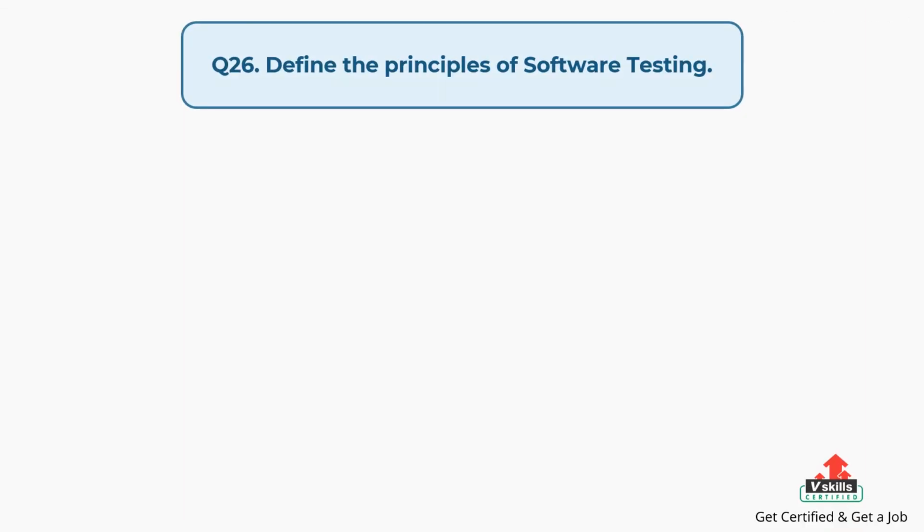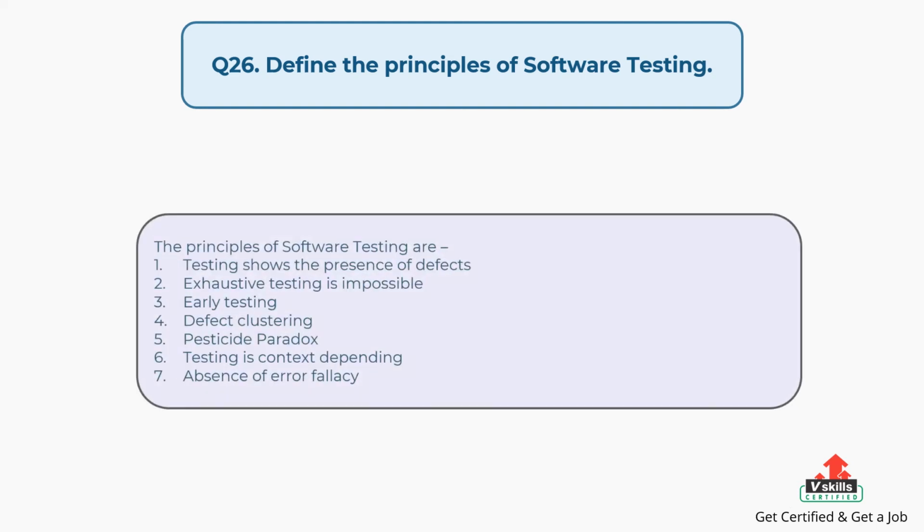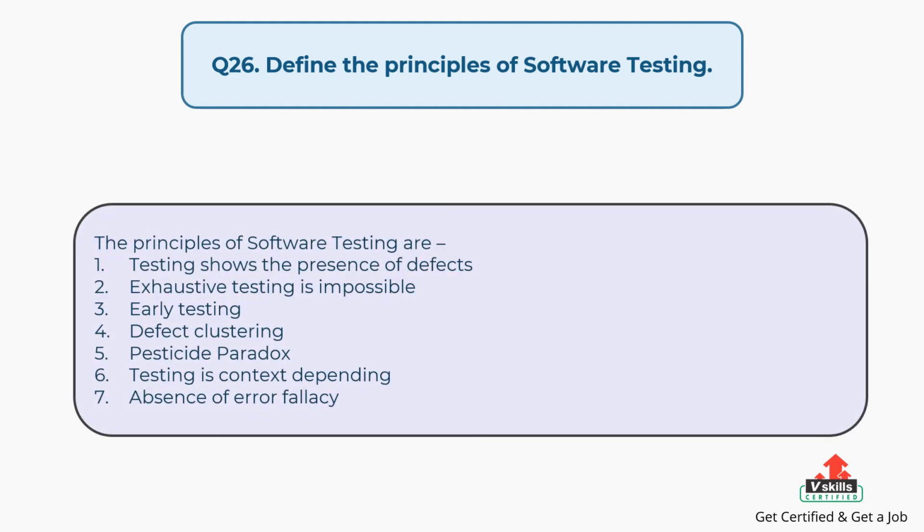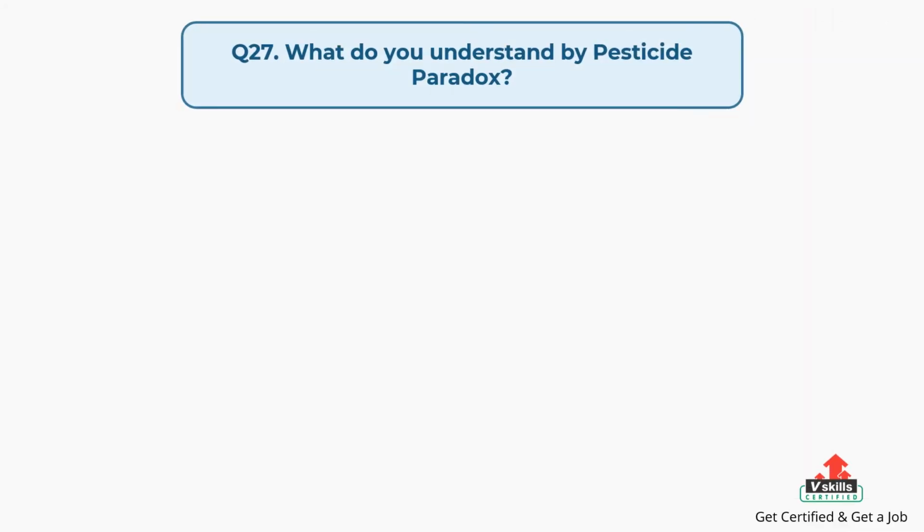Question number 26. Define the principles of software testing. The answer is: the principles of software testing are: testing shows the presence of defects. Exhaustive testing is impossible. Early testing. Defect clustering. Pesticide paradox. Testing is context-dependent. Absence of error fallacy.